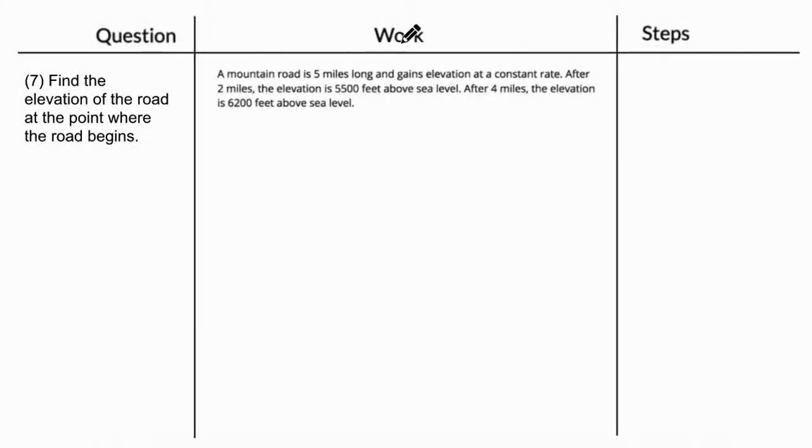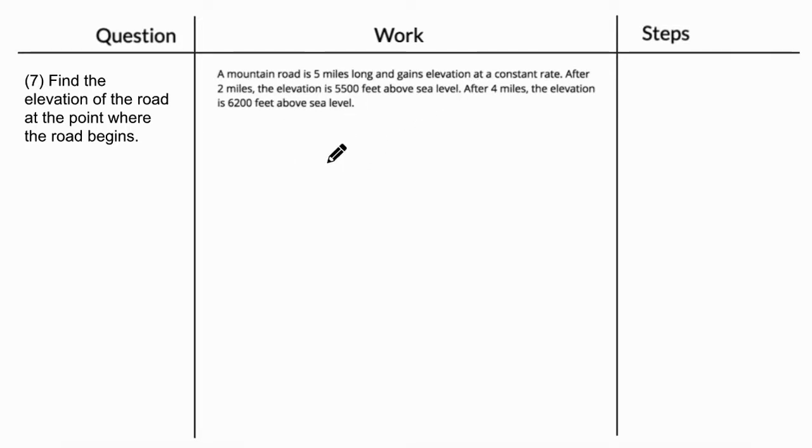A mountain road is 5 miles long and gains elevation at a constant rate. After 2 miles, the elevation is 5,500 feet above sea level. After 4 miles, the elevation is 6,200 feet above sea level. So in this case, what we should notice is that we have 2 points that were given that we could put on a graph.